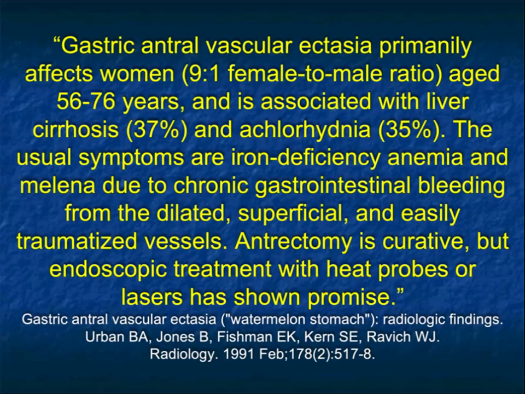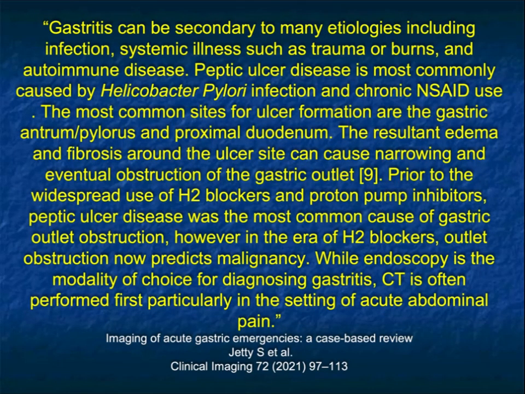And again, as I mentioned, this is typically female, 9-to-1 female to male, older patients, often associated with liver cirrhosis and achlorhydria. Very unusual, right? The usual symptoms are iron deficiency anemia and melena. Very, very uncommon. Antrectomy is curative, but endoscopic treatment with heat probes or lasers have shown promise. So why don't we stop there on that rare note, think about that GAVE, and let's come back and finish up with a little bit more on acute gastric processes.